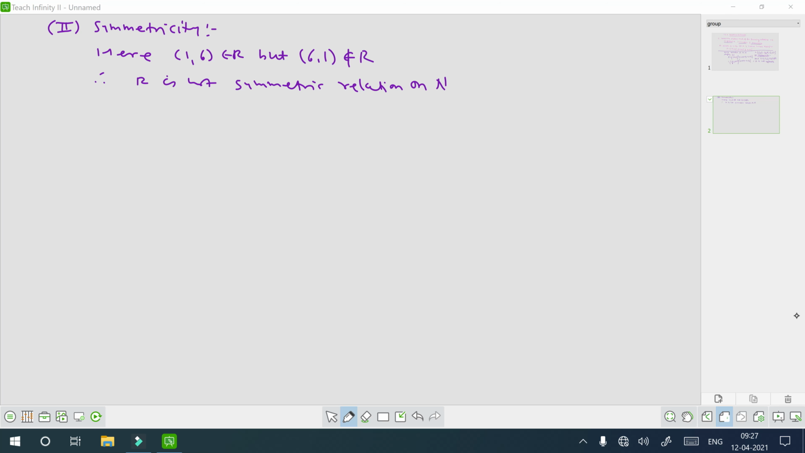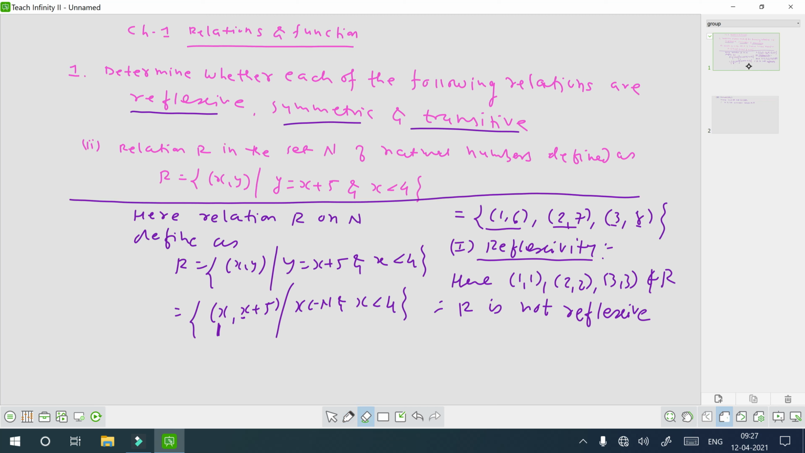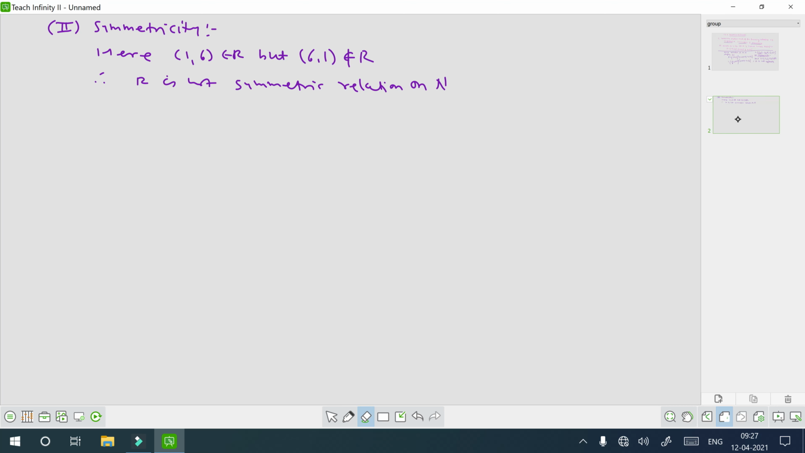Now see, once again 1 6 is there, but 6 is not related with any other element. 2 7 is there, 3 8 is there, but 7 of something is not there. Clear? So what we have to write? 1 6, 2 7, 3 8. Third one, transitivity. Here 1 6, 2 7 and 3 8 are in R.